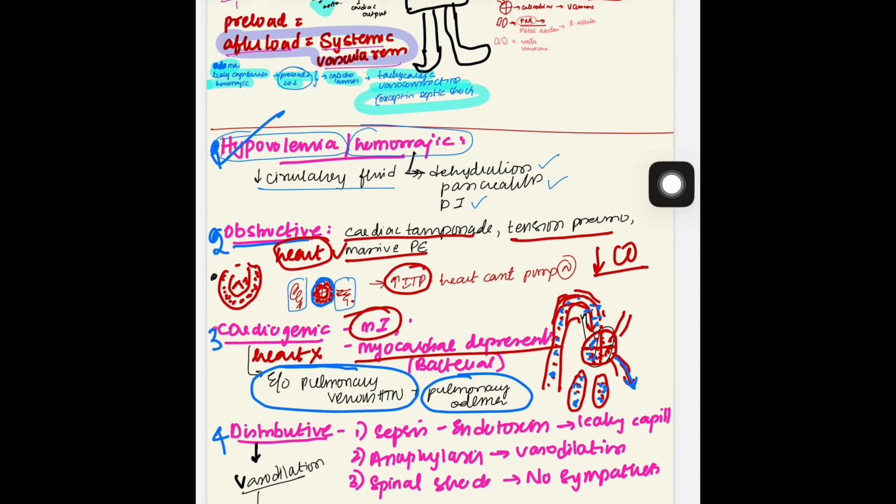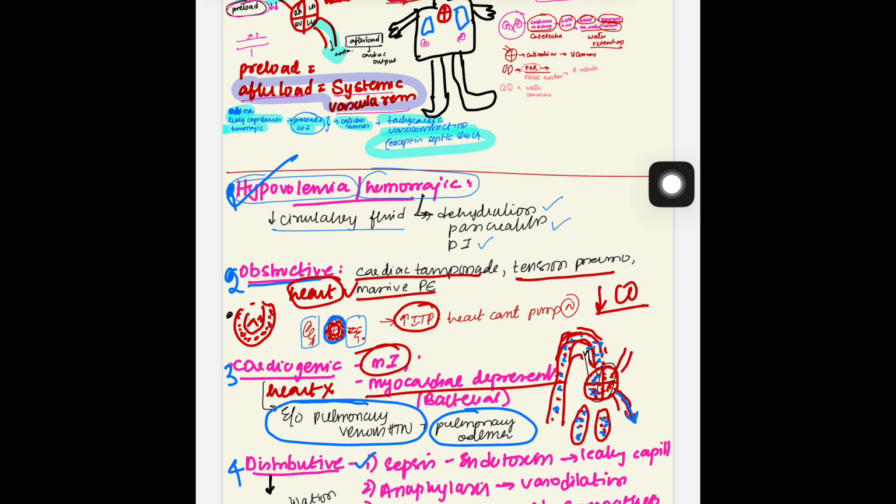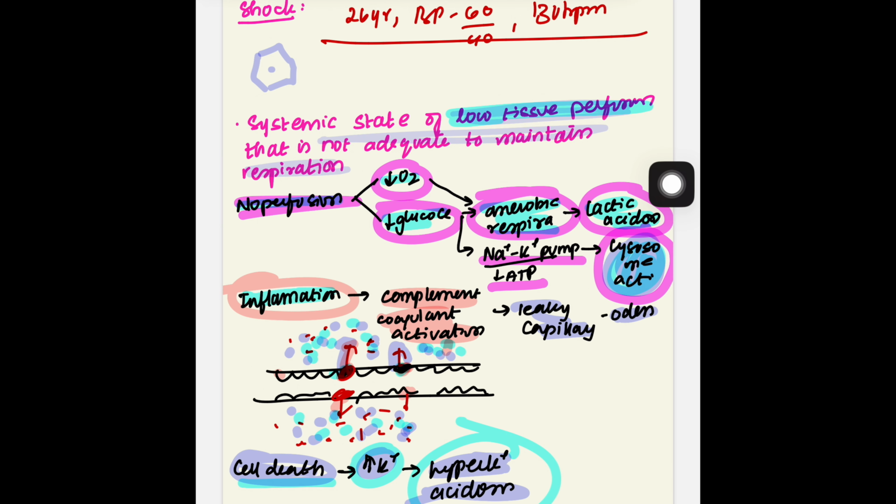The fourth one is distributive shock. In distributive shock, there can be sepsis, there can be anaphylaxis, and there can be spinal shock. How does this act? See, in sepsis, you all know gram-negative bacteria release endotoxins. What does this endotoxin cause? Again it causes capillary injury, endothelial injury, called leaky capillaries. We already had that.